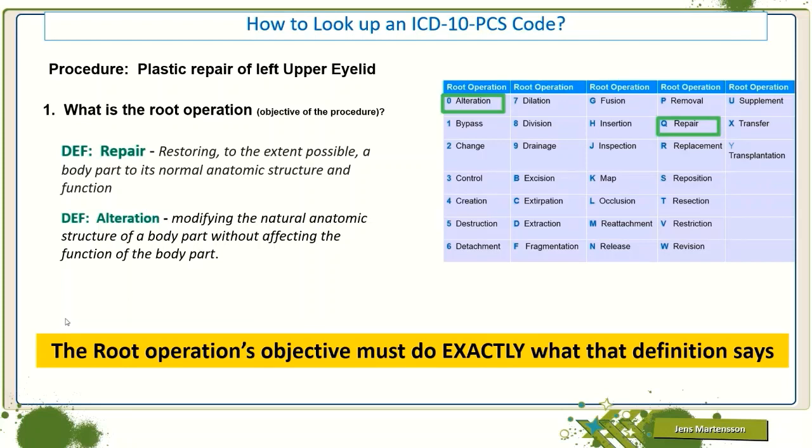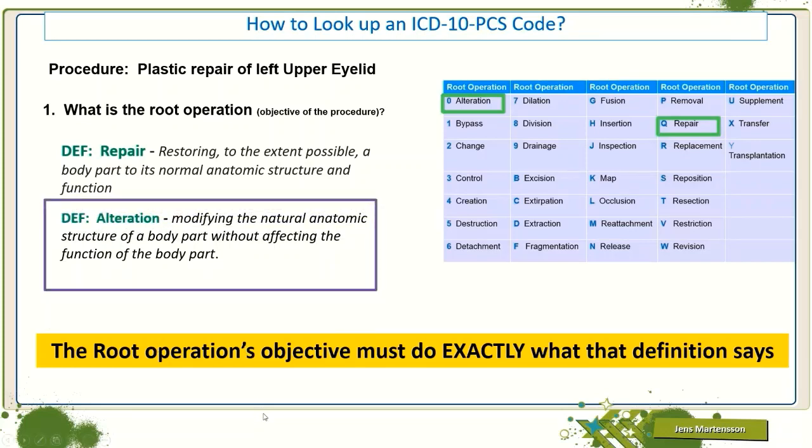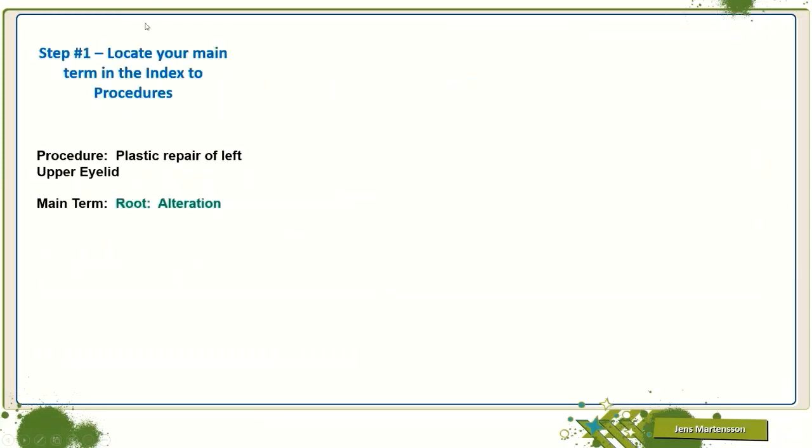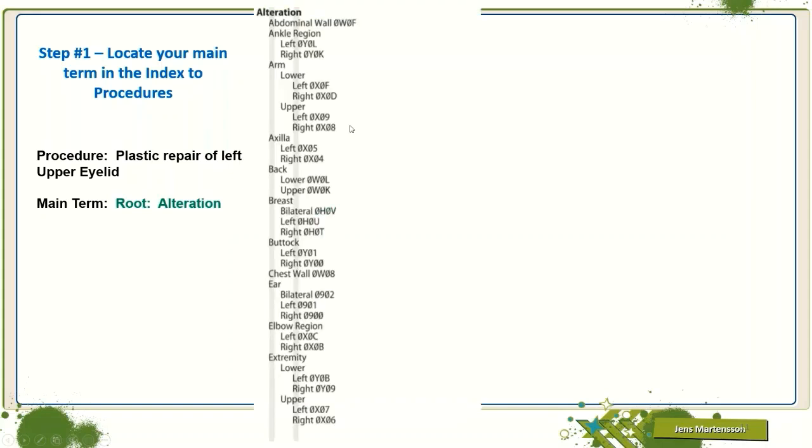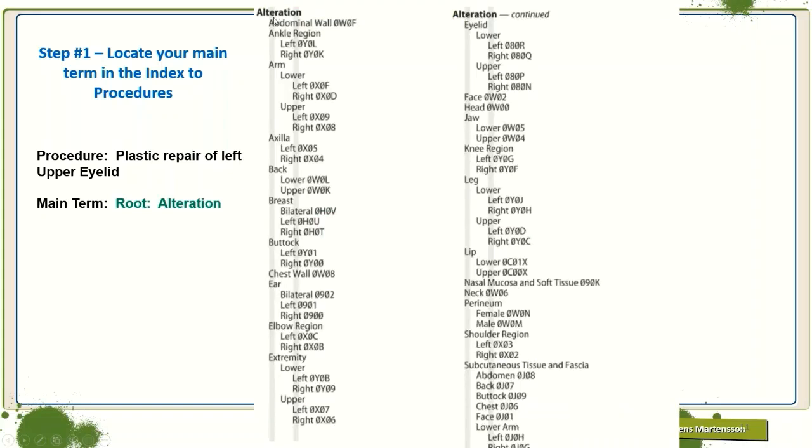All right. So now that I gave you a chance to process, and hopefully you agree that this is an alteration procedure, and most plastic surgeries are, okay? Let's look it up. Our root operation is alteration. Step 1, to look up a code, we're going to locate our main term in the index to procedures. Our main term, alteration.